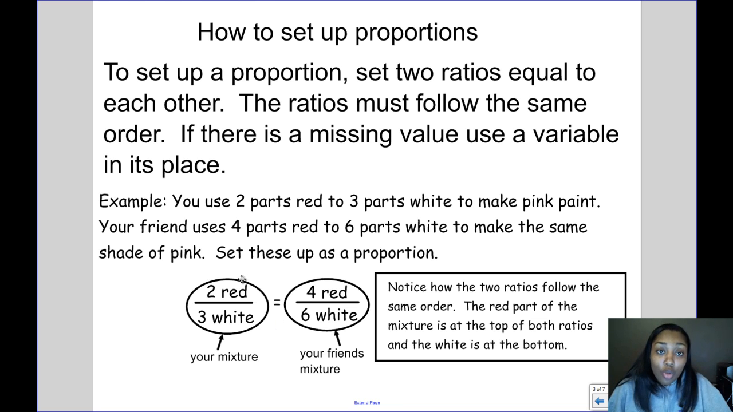So your ratio is here, the 2 red to the 3 white. That's your mixture. And then your friend's mixture is here. And notice how we have the red at the top and the white at the bottom on both of the ratios. So when you're setting up a proportion, you have to make sure that your ratios follow the same order.